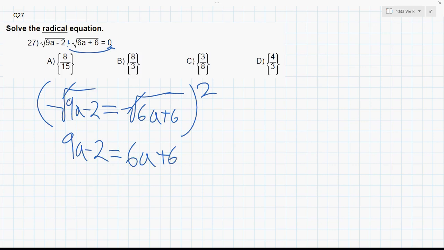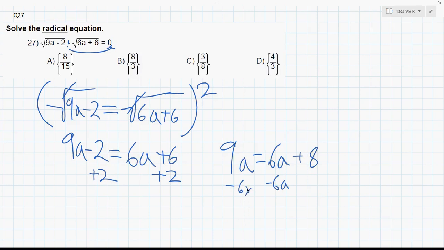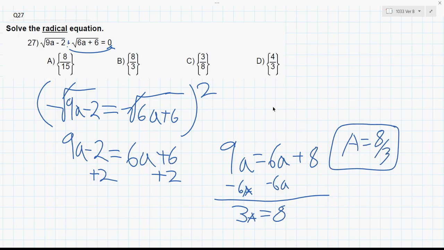And now this is just regular values back with x again. We want all of the variables on one side, all the numbers on the other side. I'm going to add 2 to both sides. I get 9a equals 6a plus 8. We're going to subtract 6a from both sides of the equation. That's going to leave us with 3a equals 8. We're going to divide both sides by 3, and we get a equals 8/3. 8/3, B. Final answer.